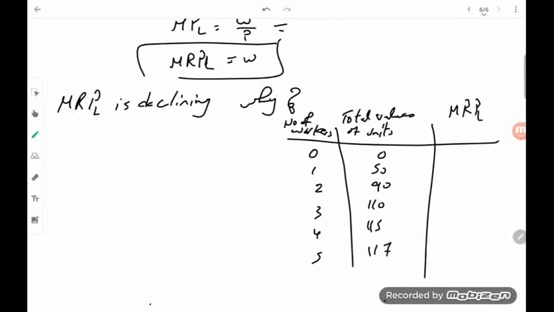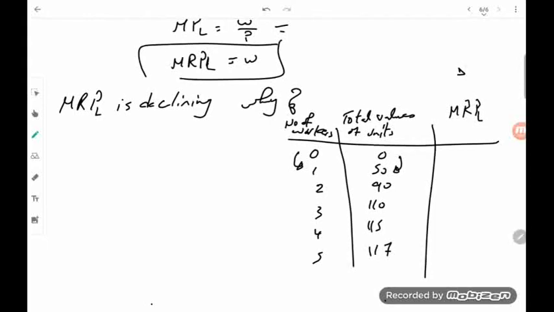From this schedule, we can notice that as number of workers increase from 0 to 1, the total value of units produced by this worker increases from 0 to 50. And as we are going to hire one additional worker, so total number of workers employed are 2, the production produced by the 2 workers equals 90, and so on. So when we would like to calculate the marginal revenue productivity of labor, it's calculated as a change in total value divided by change in number of workers.